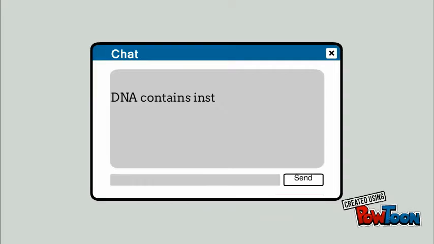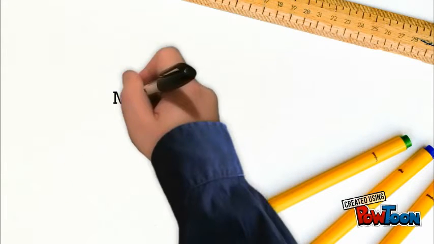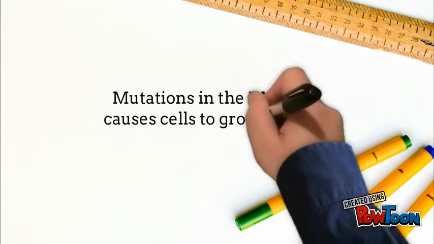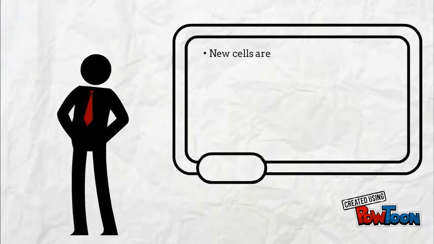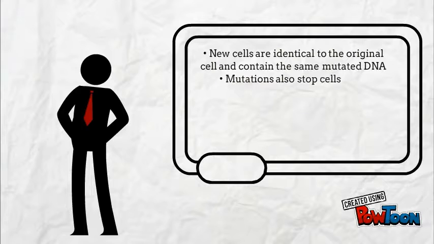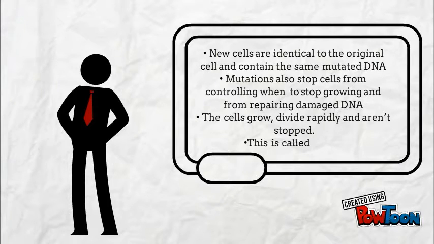DNA contains instructions that tell cells their individual functions, growth, and when to divide. Mutations in the DNA cause cells to grow and divide rapidly. New cells are identical to the original cell and contain the same mutated DNA. Mutations also stop cells from controlling when to stop growing and from repairing damaged DNA. The cells grow, divide rapidly, and aren't stopped. This is called cancer.